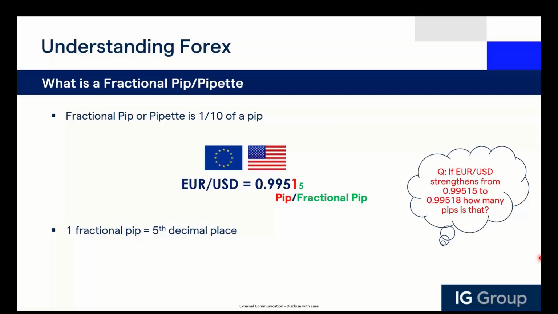So again, the question is, if let's say the euro strengthens from 0.99515 to 0.99518, how many pips is that? Okay, so I see some answers coming in.